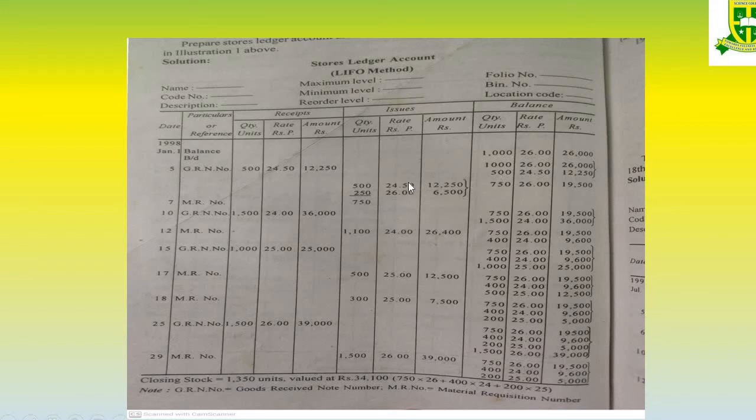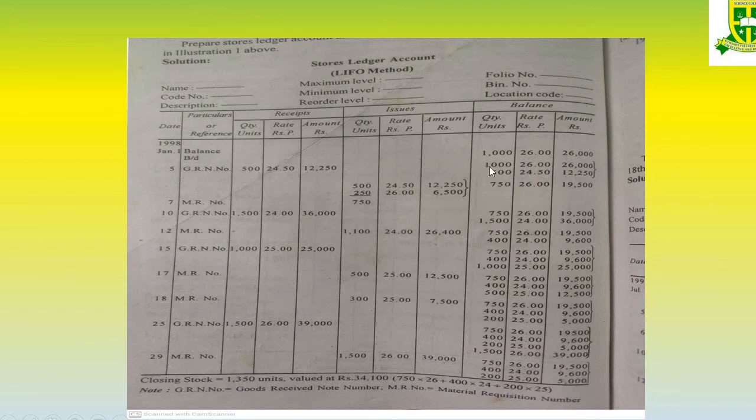So I am using 500. The cost is 24.50. First you are using 500 units which is available, and we need 250 units more, which we have to take from the 1000 units. From the first stock we are taking 250. In FIFO, what we did was use the material from the 1000 first, but since it's LIFO method, we have to use the material which is last available. So 500 units I have taken from the last material available.